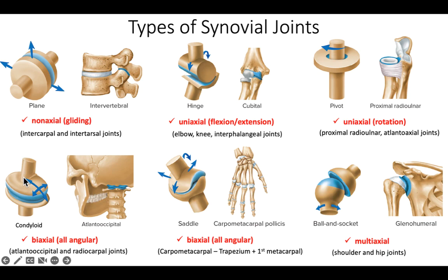The two condyloid joints that are the most kind of famous ones that people know about is the atlanto-occipital joints. So that's between the occipital bone and the atlas. And then the radiocarpal joint. So that's between the distal end of your radius and a couple of your carpals.